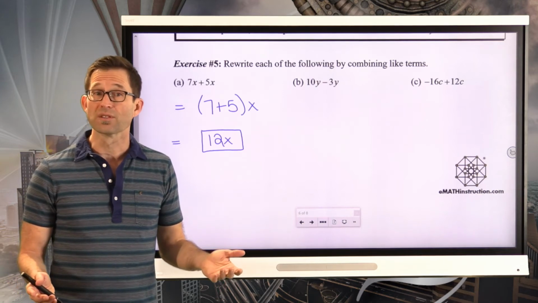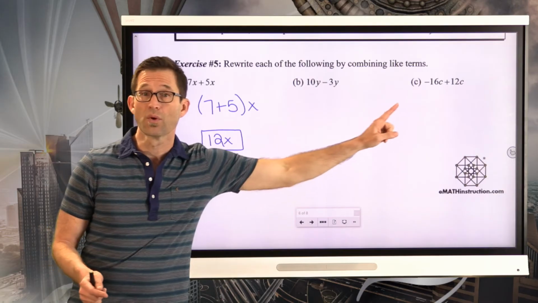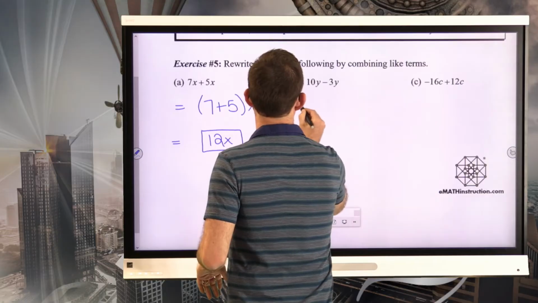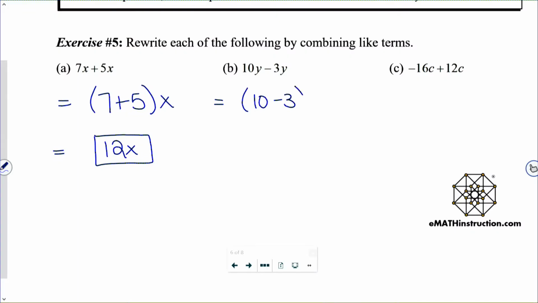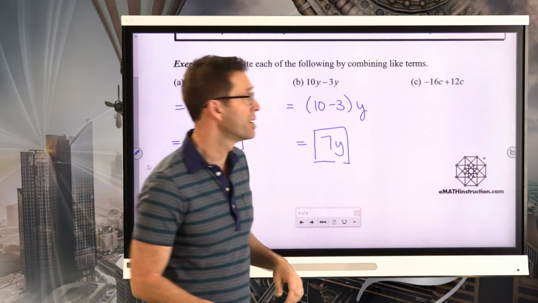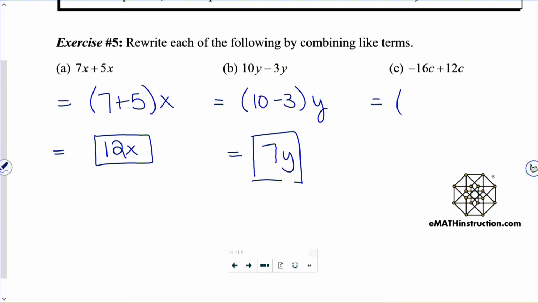The distributive property works with subtraction just as well as it does with addition, and it also works with negative numbers. So something like letter B, 10y minus 3y, would just be the same as 10 minus 3 times y. And of course, that would be 7y. And finally, when we have negative numbers involved, no different, right? We can now say, that's just going to be the same as negative 16 plus 12 times the letter C. If I have negative 16 and positive 12, a bunch of those will cancel, leaving me with a net negative 4. And we have negative 4c, right?